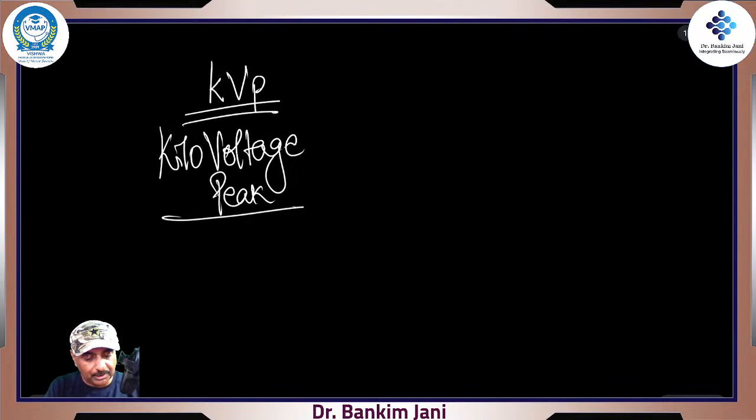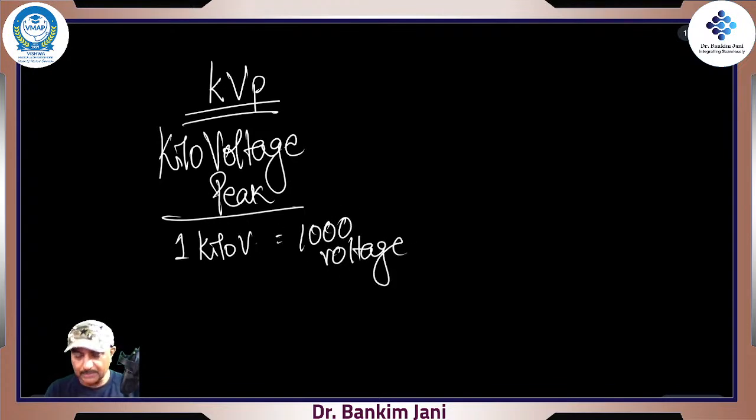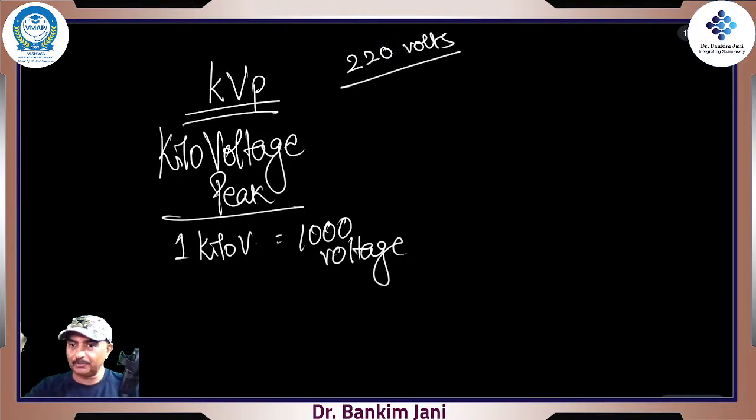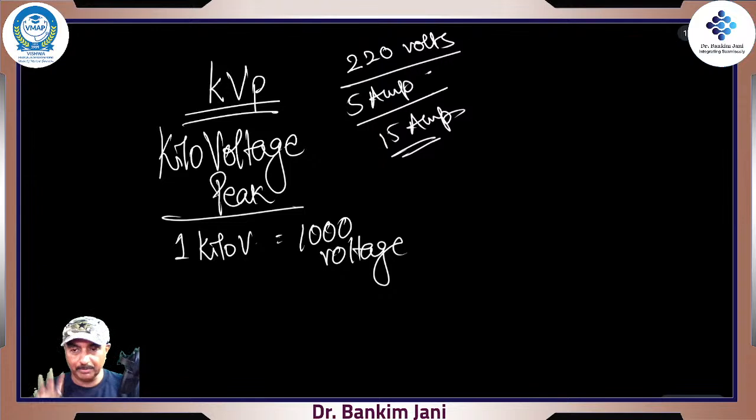So when we say 1 kilo, kilo is 1000. So 1 kilovolt is 1000 volts. Just for comparison, our normal electricity is 220 volts. Our big power plugs, which are like for AC, etc., are also 220 volts, but the ampere is more. They are 15 ampere. Normally, we are using 5 ampere. And those AC plugs are 15 ampere, big plugs, because the power, the strength, is more. So this is 1 kilovoltage.